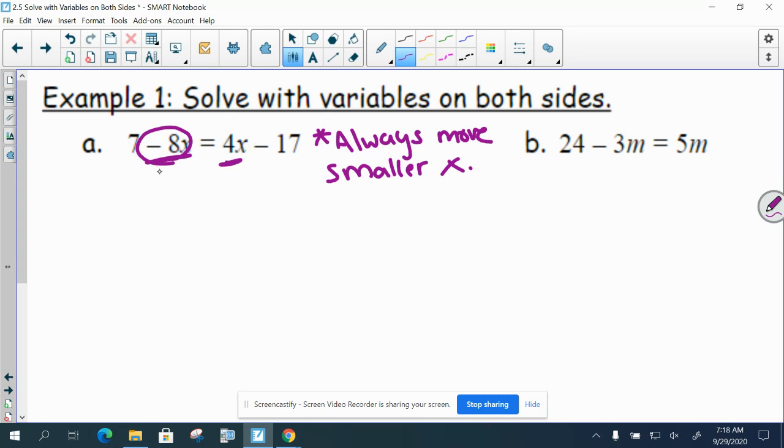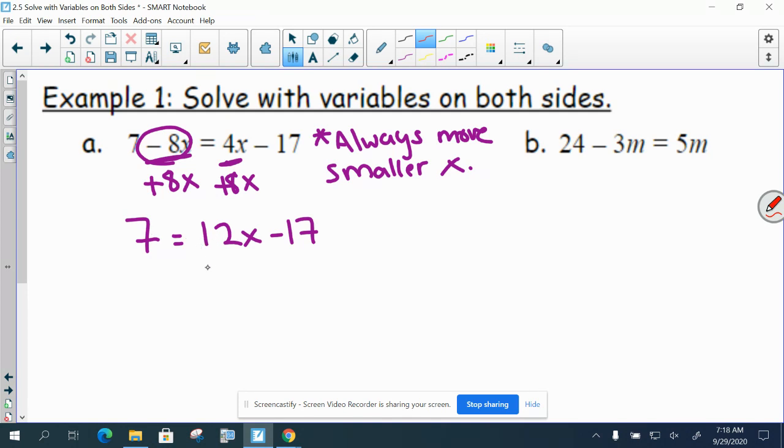Since it's negative, we will add it. So plus 8x plus 8x. So then on this side, we're left with 7 equals 4x plus 8x makes 12x minus 17. Okay, after that, we have a problem just like we did in the last lesson. So now all we need to do is add the 17 and divide by 12.